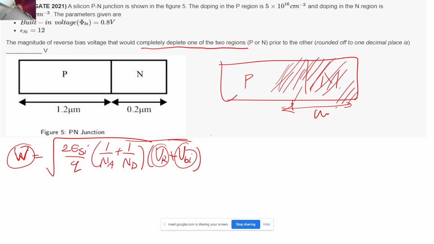So it is 0.4 W. Think again. You are going in the right direction. Just think again.